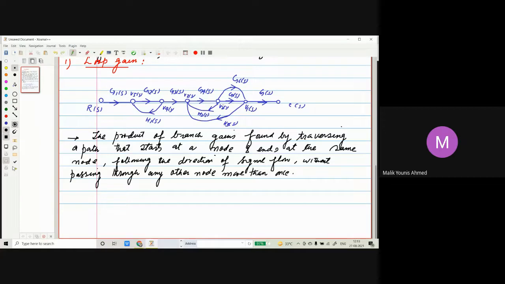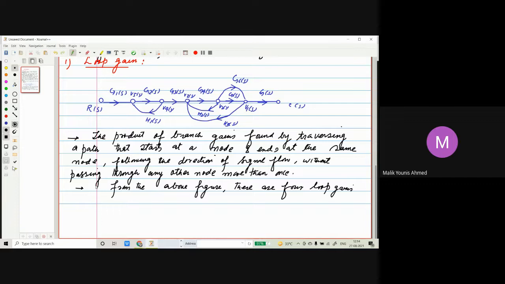So if you see this figure very clearly, from the above figure there are four loop gains. So I can write it here. From the above figure, there are four loop gains. So let me identify it one by one. Let's see which one will be there.